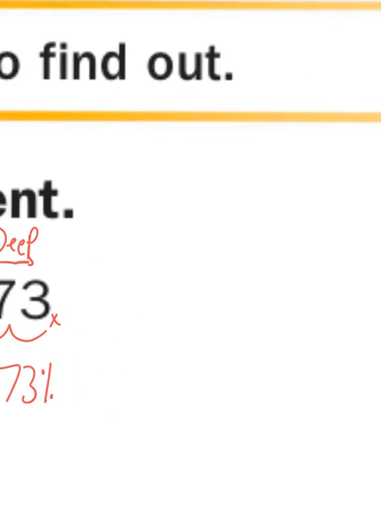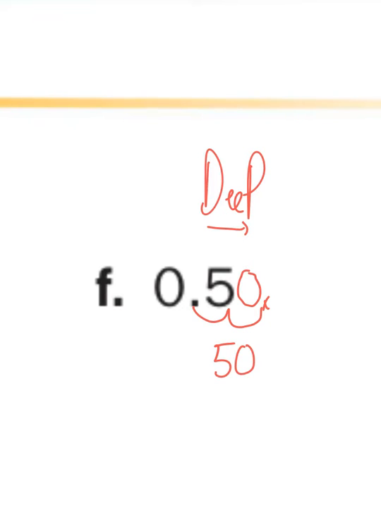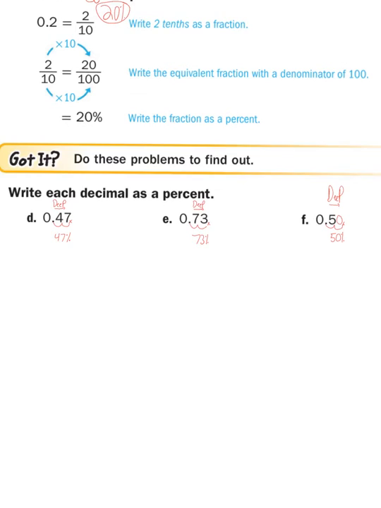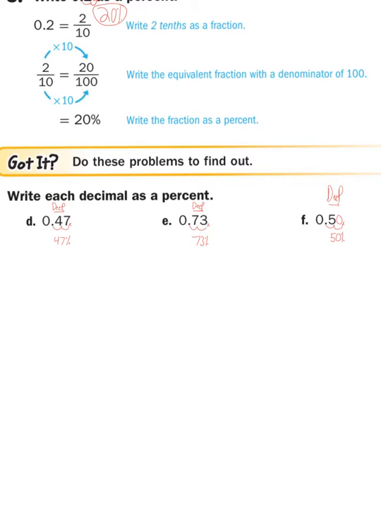And the last one, problem F, we have 5/10. So remember, with Deep, we have to go twice to the right. But don't forget, we have to add a 0. You need 2 digits. Now when we go once, twice, you're going to have 50%. All right, so how'd you do on those 3? Did you get them all right? If so, give yourself C's. If you had any wrong, make sure you fix them and learn from it.